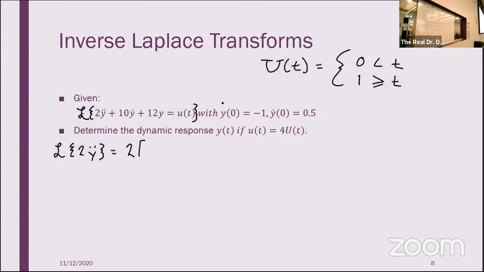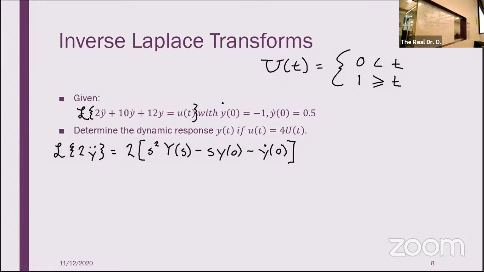And the Laplace transform of y double dot is s squared times Y(s) minus s times y(0) minus y dot(0). That is the Laplace transform. So what is Y(s)? Well, Y(s) is the Laplace transform of y(t). Seems unhelpful right now, but it's not, because you have to remember that's what we're trying to solve for.